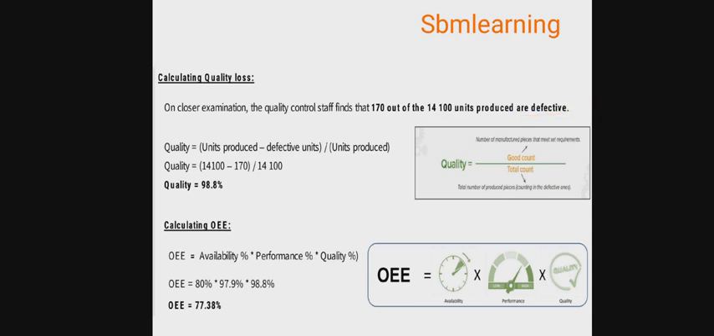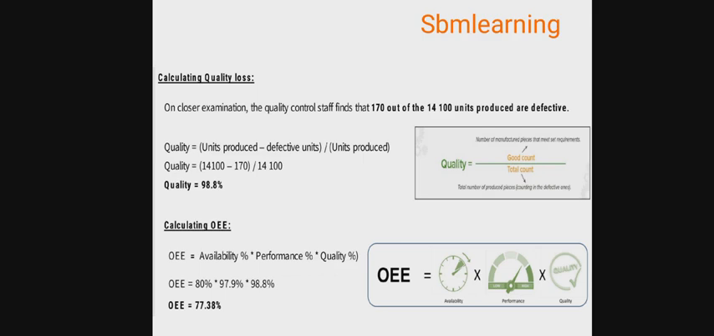Now the quality rate. As I said, 14,100 was my total actual output. Now how many defective parts were there, or parts for rework? That is 170, as given here. So 14,100 minus 170 is 13,930. The good amount which I am going to dispatch is 13,930 divided by the actual amount we have produced, 14,100, which is equal to my quality rate of 98.8%.